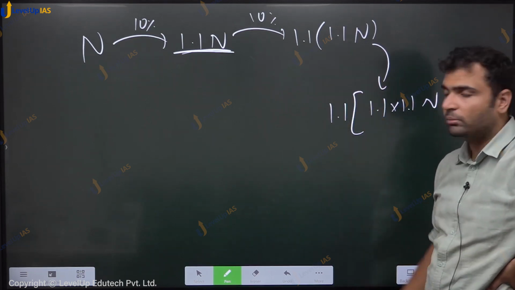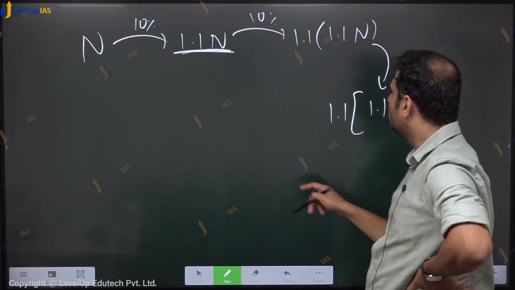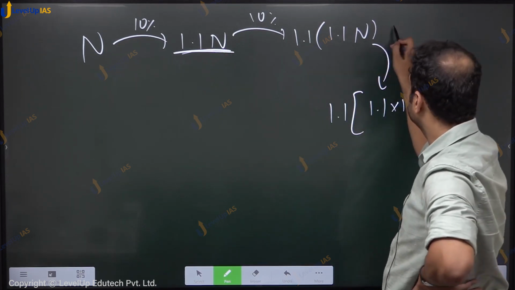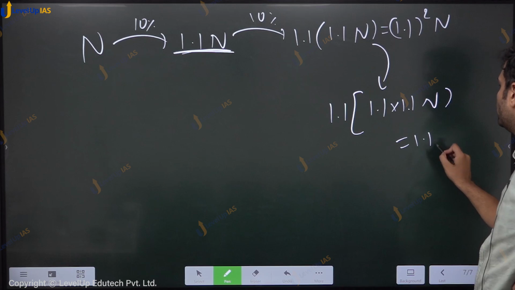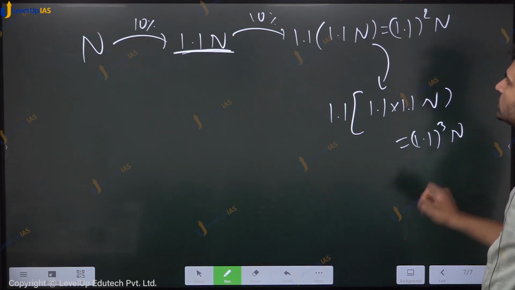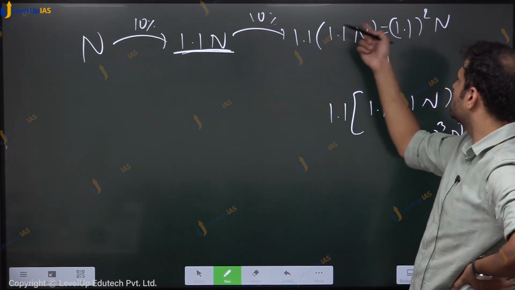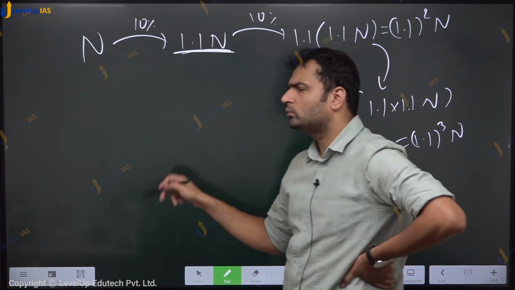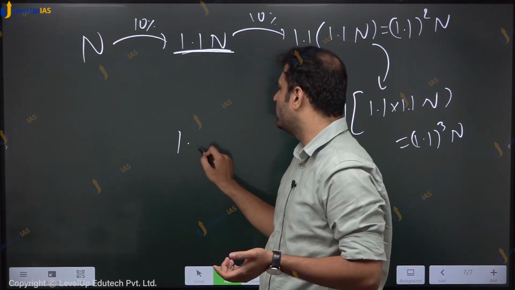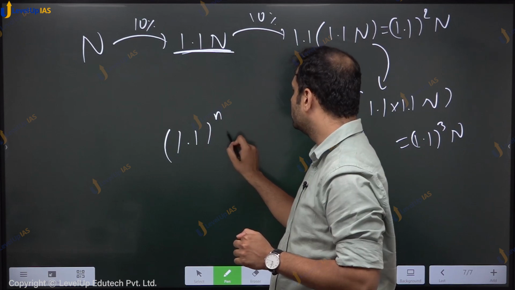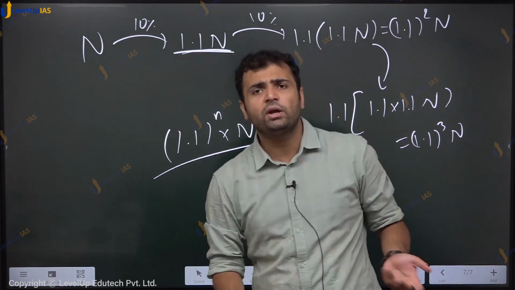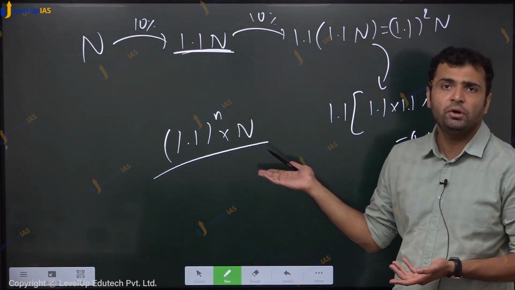This is 1.1 into 1.1, right? And so on. So what will this be? 1.1 n. This is 1.1 square n. This is 1.1 cube n. After 1 year, after 2 years, after 3 years, after some random number of years, what will it be? 1.1 raised to the number of years, into the initial population. Will this be the population or not? Yes, that is the compound interest formula.